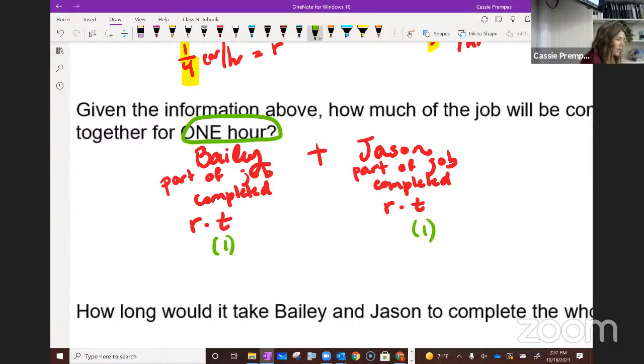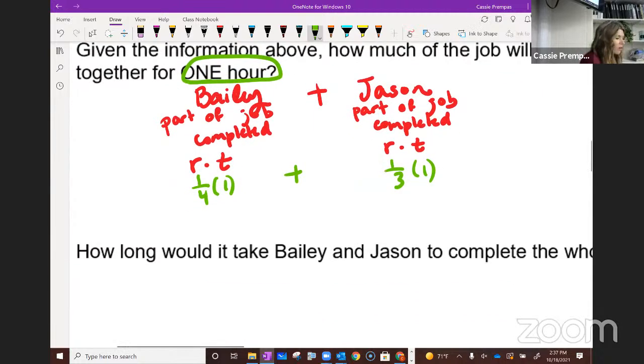But now what is Bailey's rate again? 1/4 of the job per hour. Plus what's Jason's rate? 1/3 of the job per hour. So Caroline said add 1/4 and 1/3, but the reason why is because if Bailey does 1/4 of the job per hour, that means that the part of the job that she completed is 1/4. And the part of the job that Jason completed is 1/3.